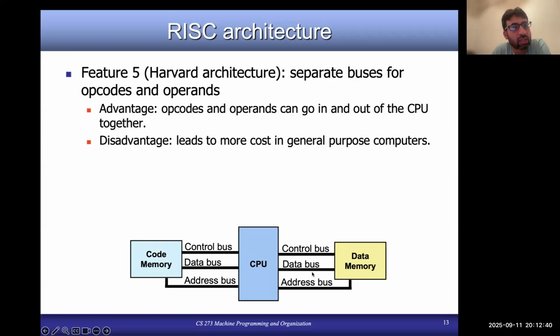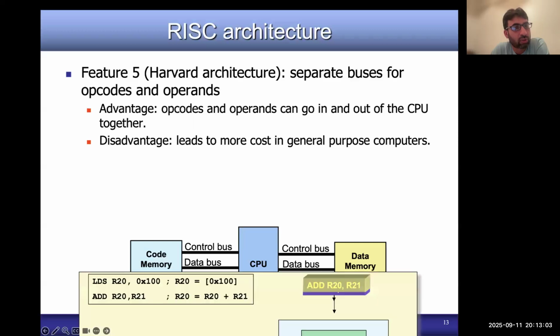We have already discussed it earlier. But the disadvantage is that it leads to more cost in general purpose computers. If you implement this approach not in microcontrollers but in a general purpose computer, you will have a separate chip for code memory, a separate chip for data memory, and the buses will be crossing the chip boundary, because the CPU is another chip, right? So the communication will become much more expensive.